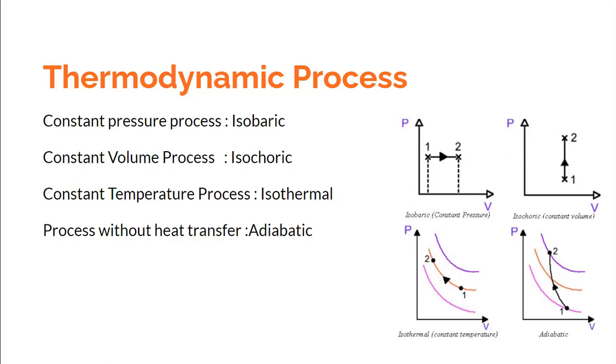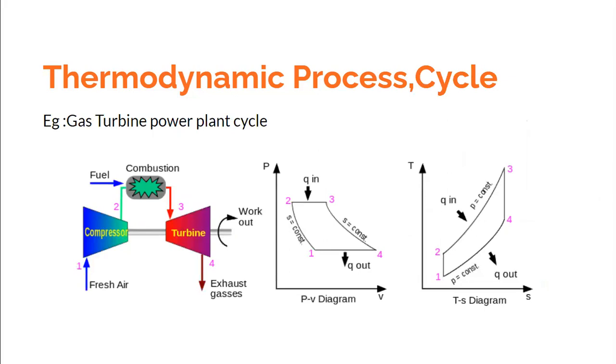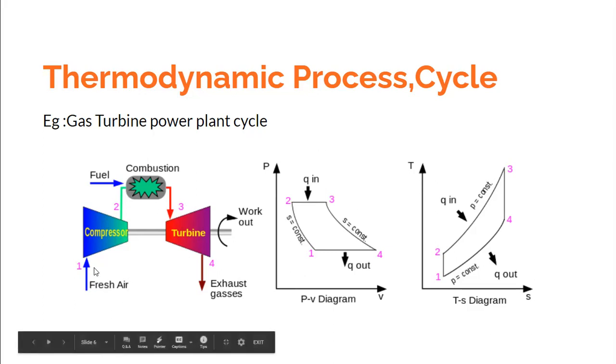Now back to the concept of thermodynamic cycle. As I said, we come across very interesting thermodynamic cycles in practice. Look at this example which I had taken. This is a thermodynamic cycle for a gas turbine power plant. You know that a gas turbine power plant has a compressor, a combustion chamber, and a gas turbine proper. Fresh air is taken in by the compressor and it is compressed to 2.